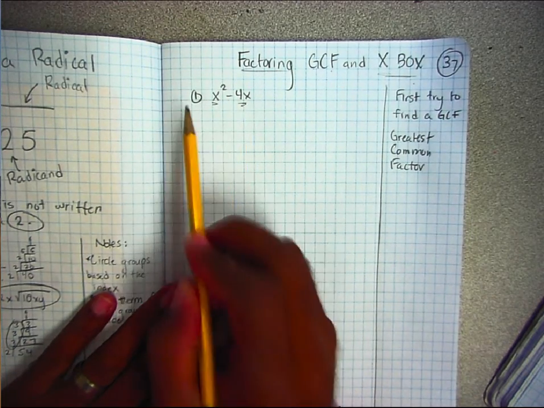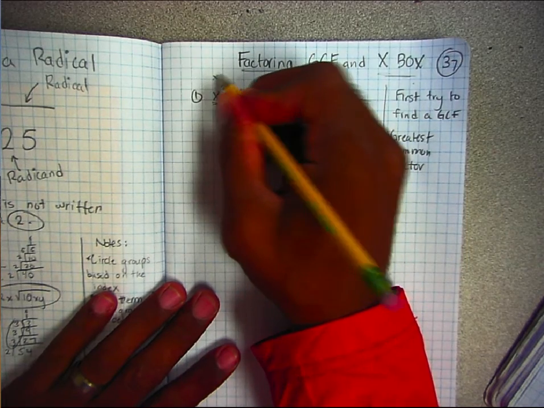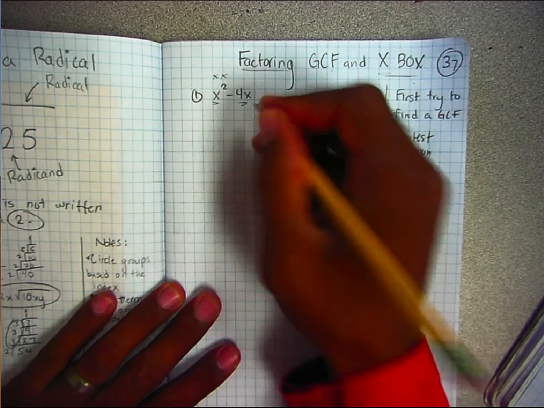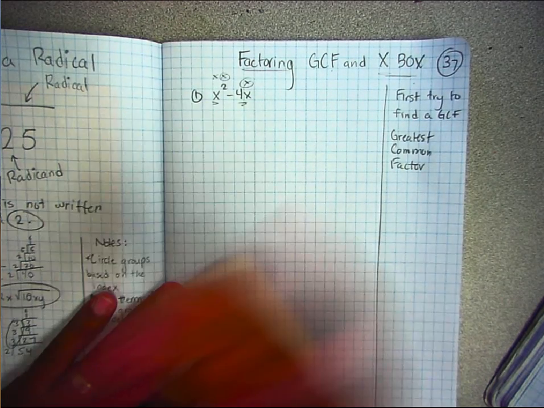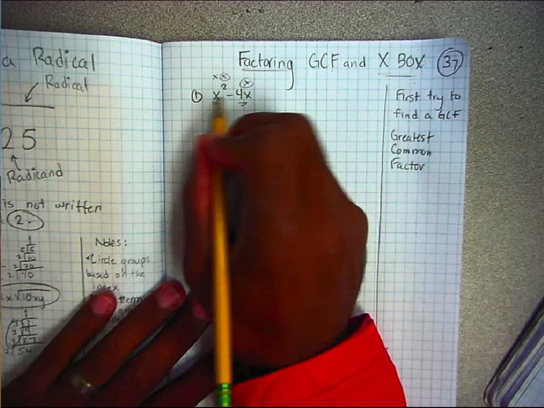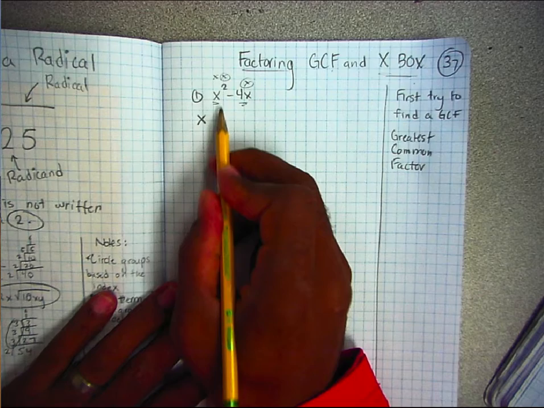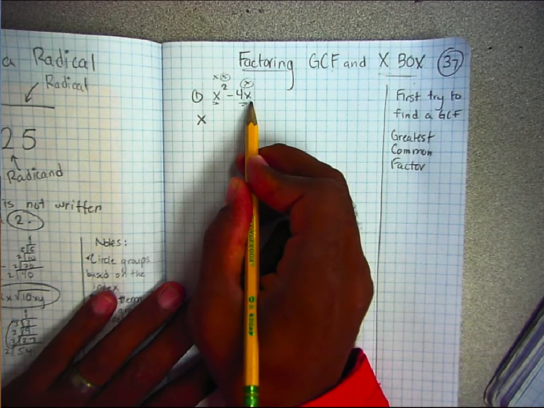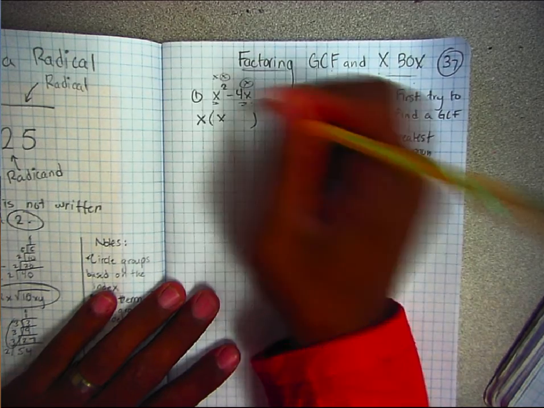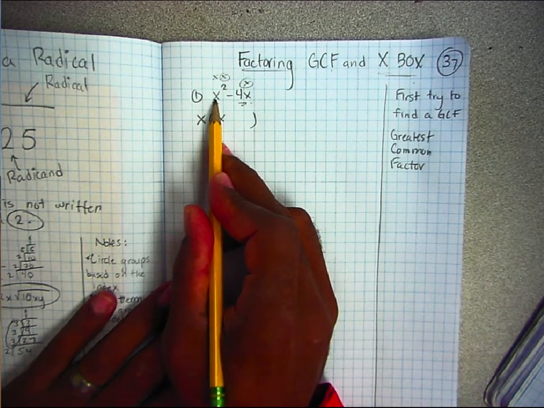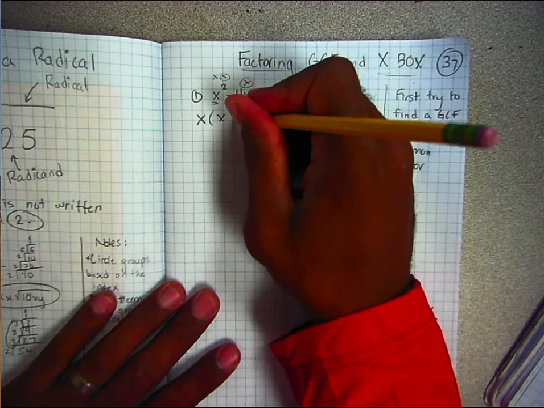If you look, they both have x. But the question is, how many x's do they have in common? If I broke this down, I made this x times x, and this just x, they both have at least one in common. So if they have one in common, I can divide those out of both of these terms. I'm going to divide out x from this x squared, and so now I have x, because x squared divided by x would be just x. And if I divide 4x by x, it will be just 4.